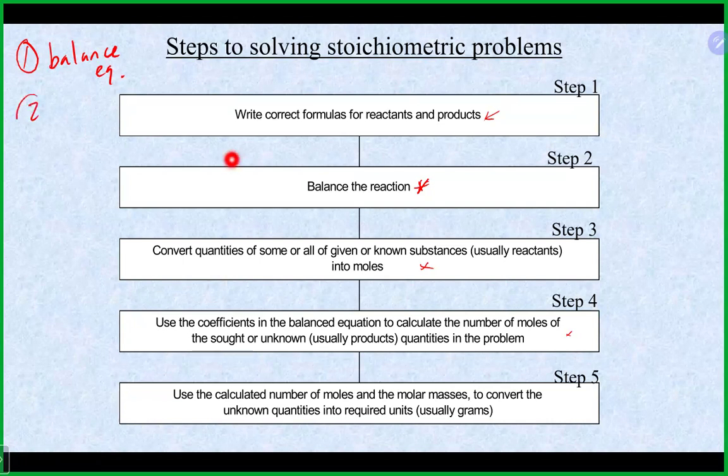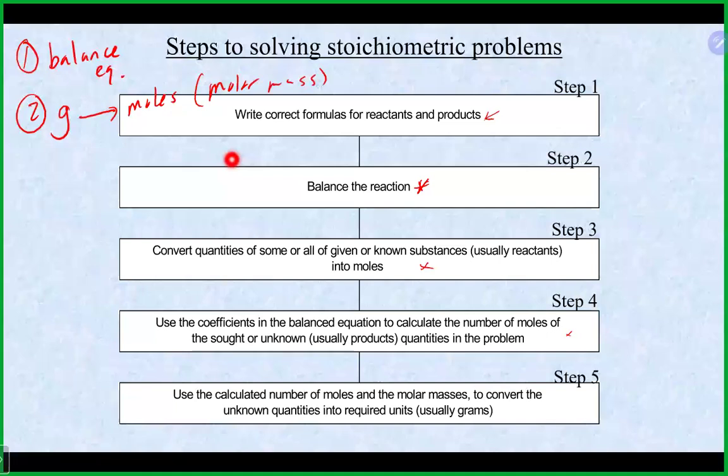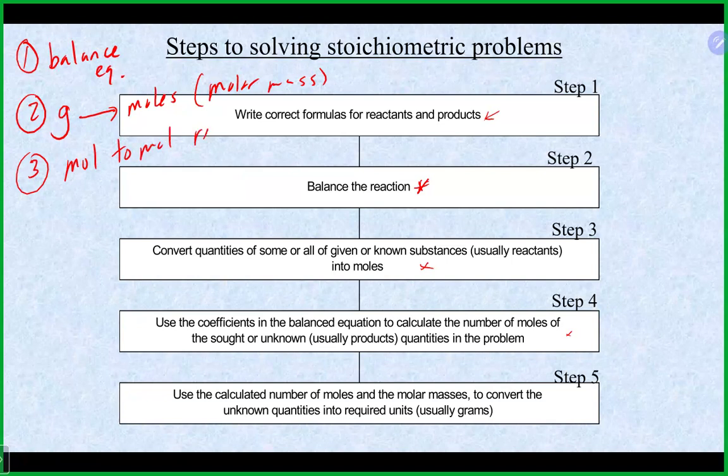You want to, again, as I mentioned, take whatever they give you and get it to grams, and take those grams to moles. And again, that's the molar mass we're going to use to do that. Once again, the third step is really the stoichiometry step, which is you go to the equation and find the mole to mole relationship. And that's from the balanced equation.